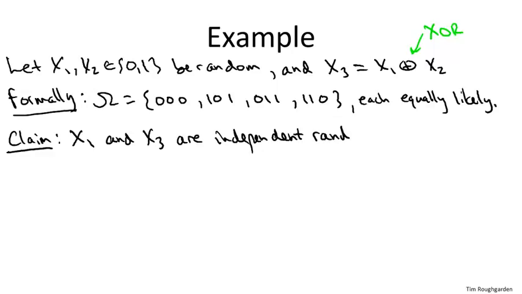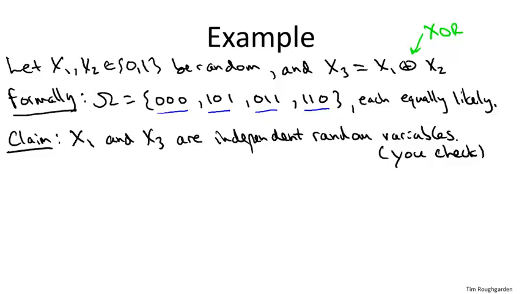Well, if you enumerate over the four possible outcomes, you'll notice that all four possible 2-bit strings occur as values for x1 and x3. So here they're both 0, here they're both 1, here you have a 0 and 1, and here you have a 1 and a 0. So you get all four of the combinations with probability 1 over 4, so it's just as if x1 and x3 were independent, fair coin flips. So that's basically why the claim is true.